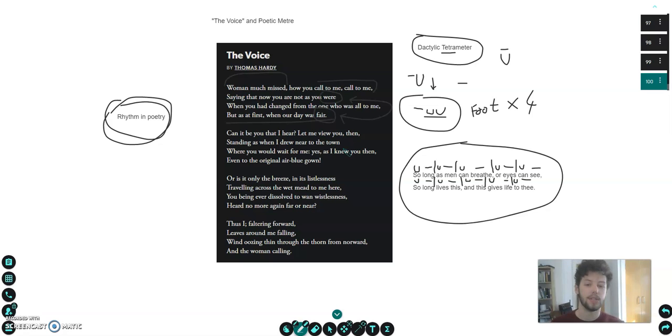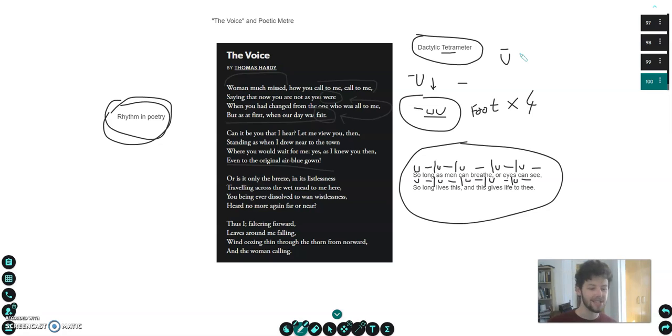So again, you can see how there's this synchronicity and this twinning of the themes of the poem and the language employed with the meter. And there are further breakages all throughout the poem. I don't have that much time, but I'll just call to attention a couple more examples. The fourth line here of the second stanza, "even to the original air blue gown", is nothing to do with tetrameter at all.